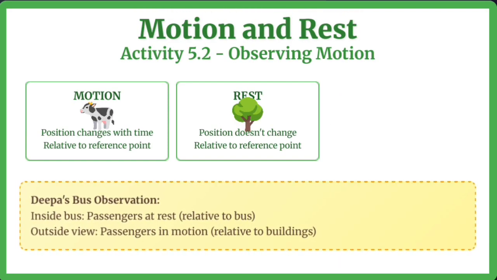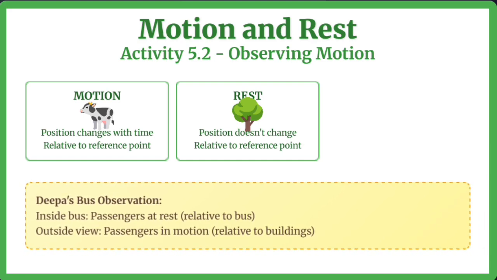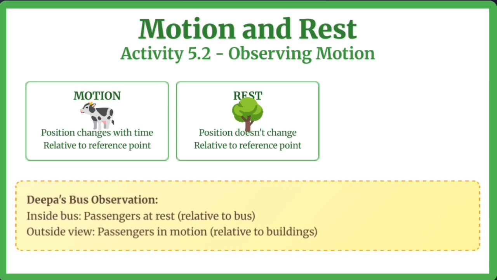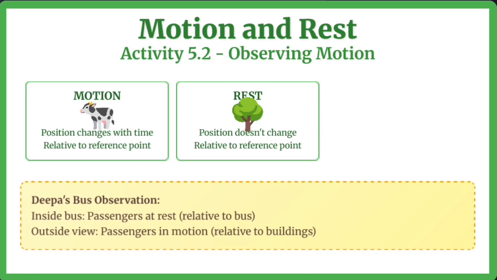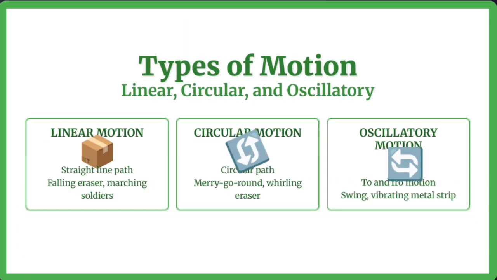An object is in motion if its position changes with time relative to a reference point. If the position doesn't change, the object is at rest. Remember, motion depends on your reference point. There are three main types of motion: linear motion along straight lines, circular motion along circular paths, and oscillatory motion that moves to and fro about a fixed position.